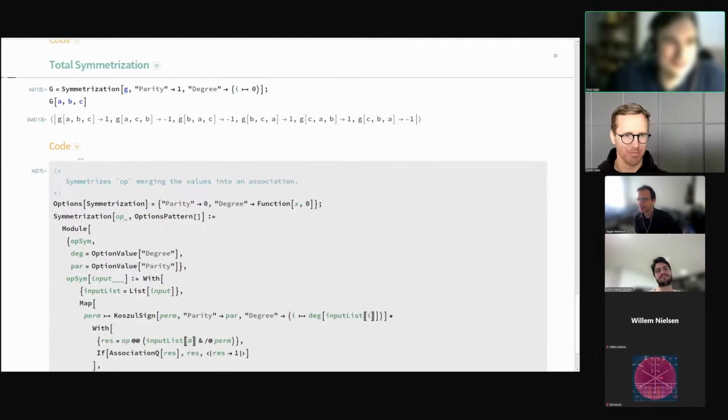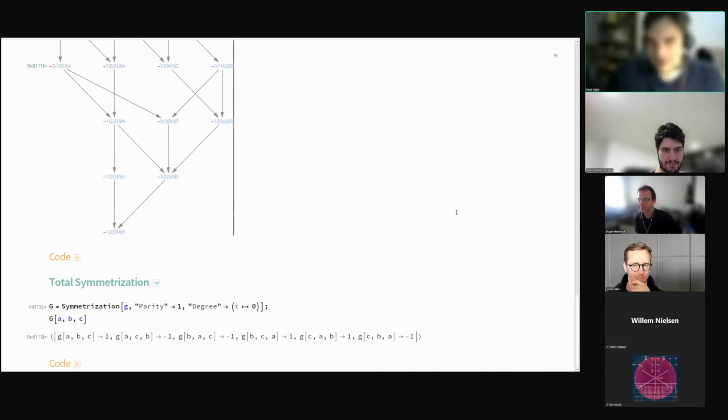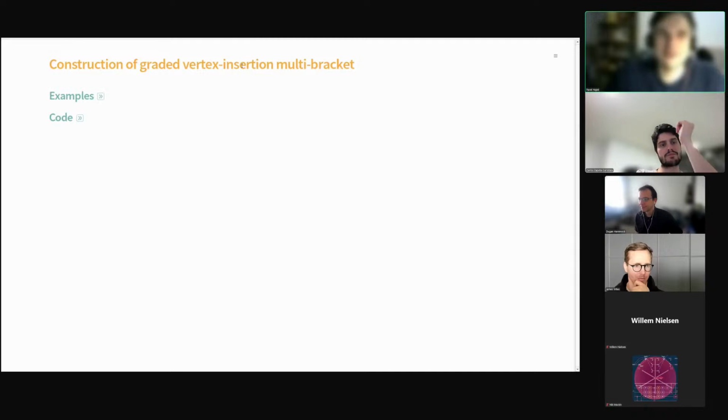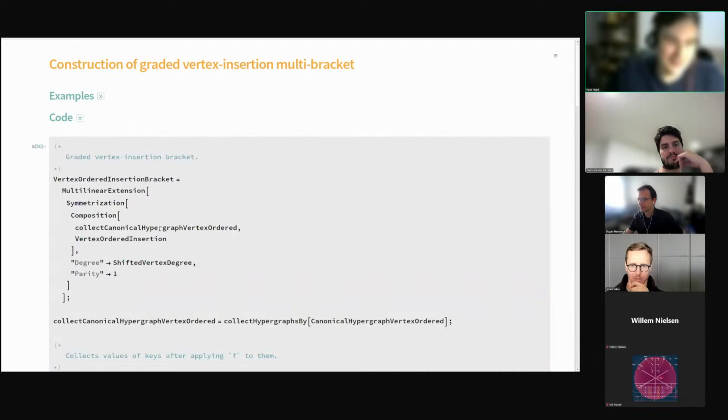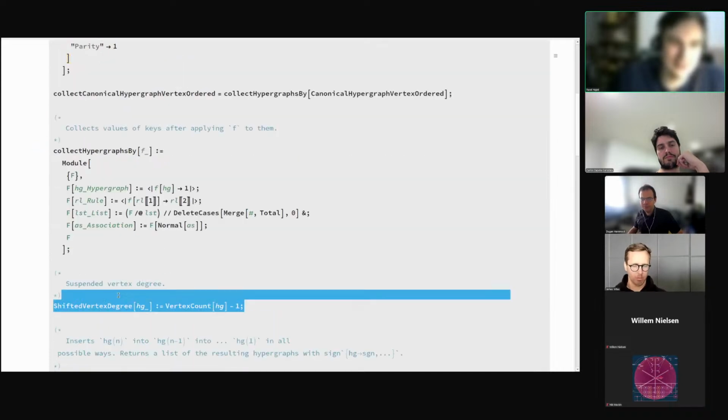Good. So this is the last ingredient which we need to construct our operations. And now, finally, the construction of the graded vertex insertion multi-bracket. Having all these ingredients, actually, it's very easy. The vertex ordered insertion bracket is defined as the multilinear extension of the symmetrization of the vertex ordered insertion operator using the shifted vertex degree. Shifted vertex degree is the vertex count minus 1.